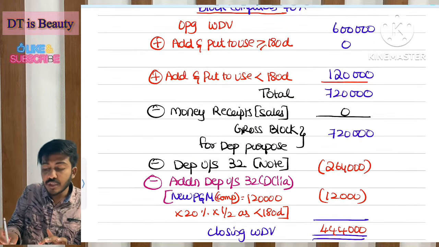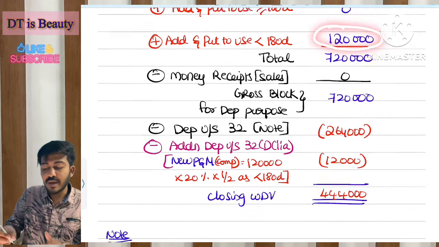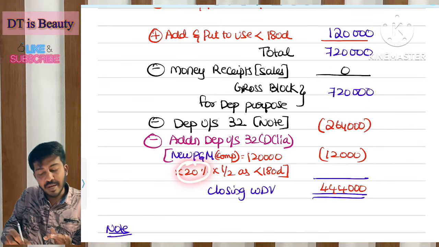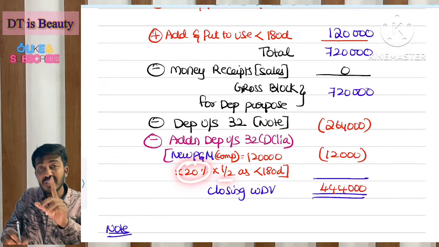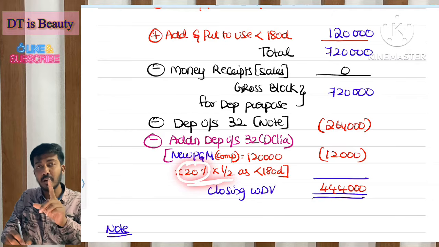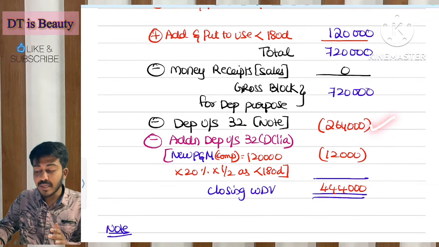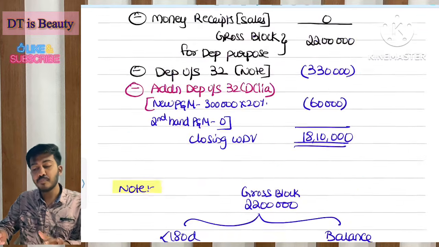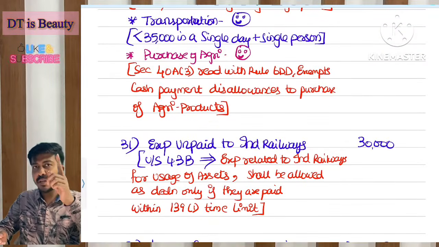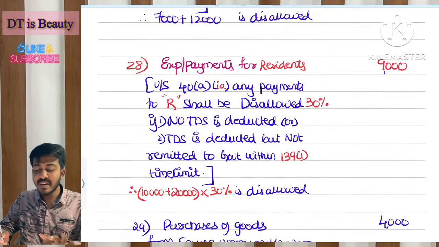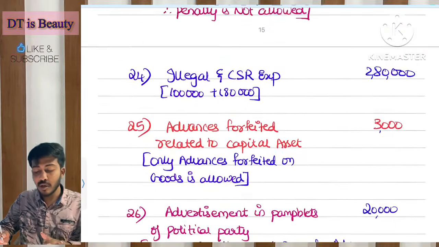It is on original cost. Your original cost is 1,20,000. On this you can take 20%, but only half, which is 10%, can be taken because the asset is put to use for less than 180 days. Correct? So depreciation and additional depreciation both. The P&L depreciation we have added back in the answer. Am I right or wrong?